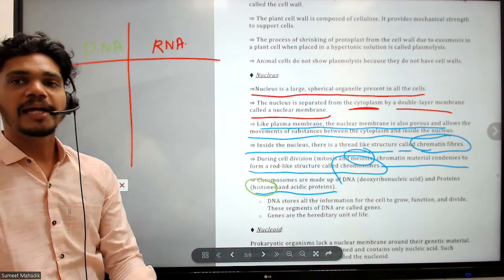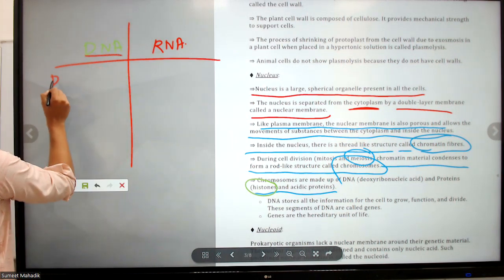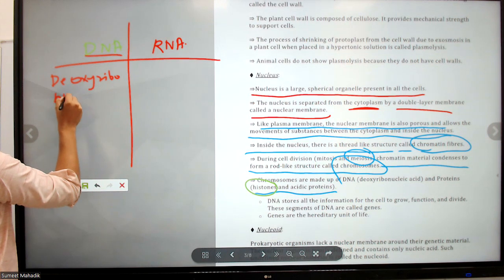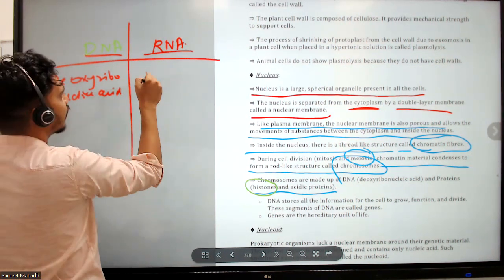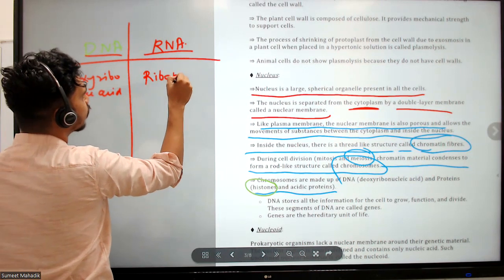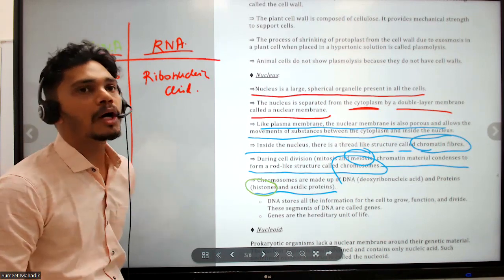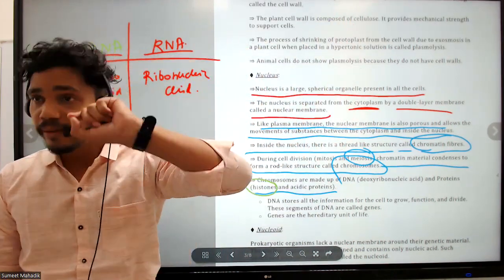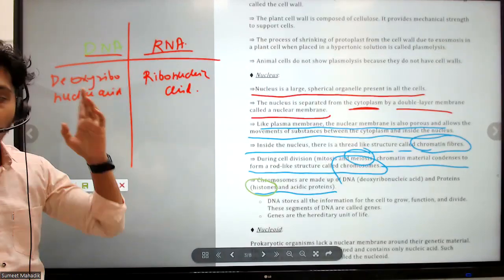The moment I talk about the DNA, DNA is what? Deoxyribonucleic acid. It is present in a nucleus only. RNA, ribonucleic acid. So if I remove an oxygen, pay attention, if I remove oxygen from the ribonucleic acid, then I get a DNA. Now, what is the use?